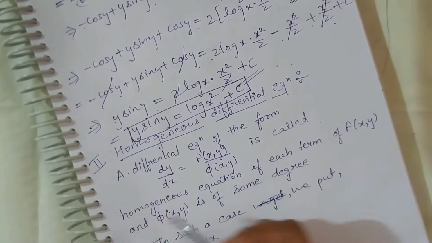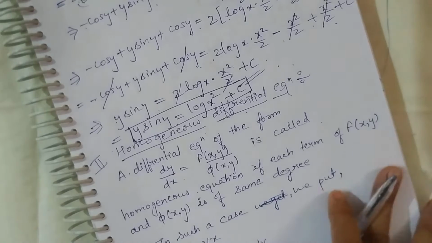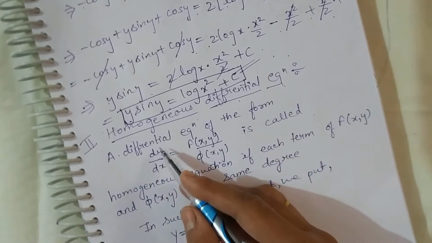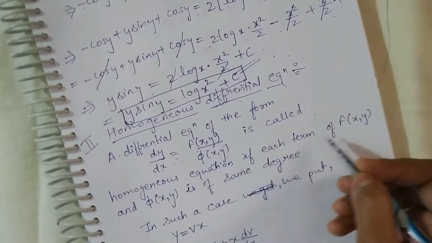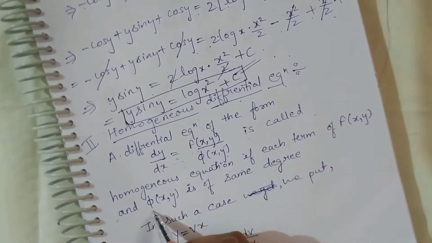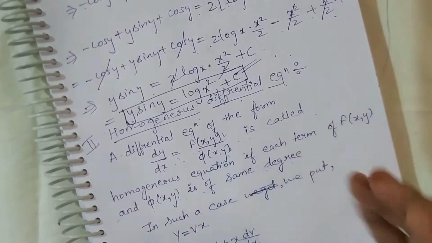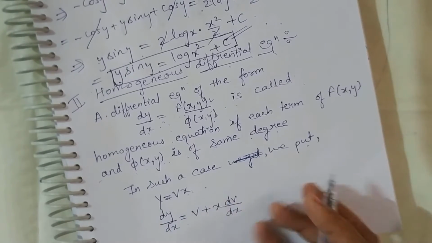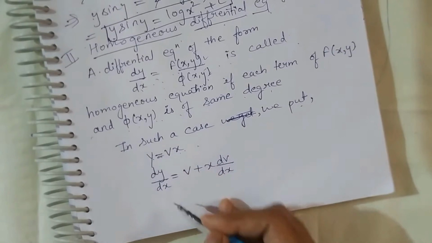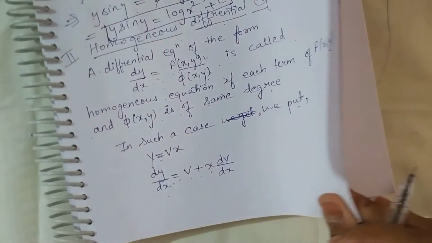Now let us take another method, homogeneous differential equation. What is homogeneous differential equation? A differential equation of the form dy by dx is equals to f of x comma y upon phi of x comma y is called homogeneous equation if each term of f of x comma y and phi of x comma y is of same degree, since the degree of this and this are same. In such a case, we put y is equals to vx. Differentiate on both sides with respect to x, we get dy by dx is equals to v plus x dv by dx.